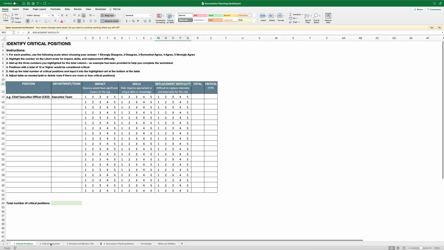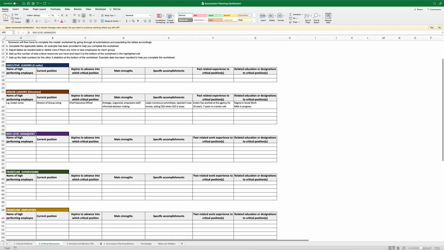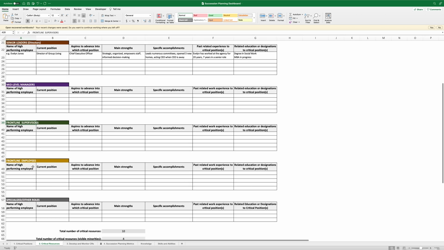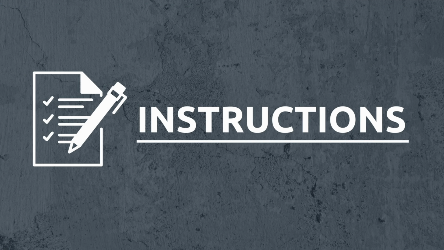Please go to the second Excel worksheet, Critical Resources. This worksheet is broken down into 6 different tables: executive leaders or C-suite, senior leaders or directors, mid-level managers, frontline supervisors, frontline employees, and specialized or other roles. To help you complete the tables, you can do the following.